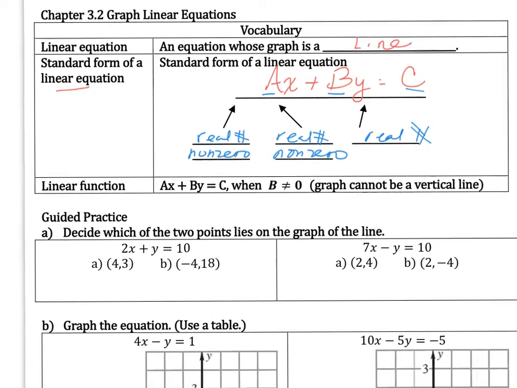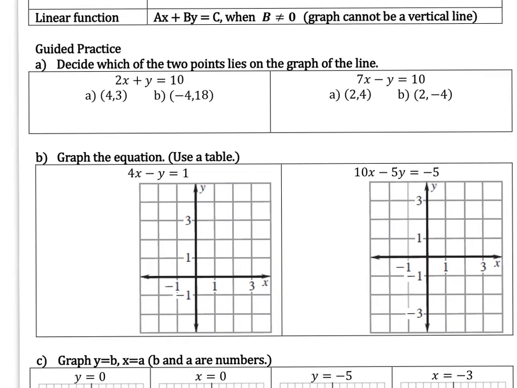A linear function is basically again represented by ax + by = c when b does not equal 0. Remember, a function, the graph of it cannot be a vertical line. If you let b equal 0, then you will have a graph of x = c/a. And this graph would definitely be a vertical line on the x and y axis.